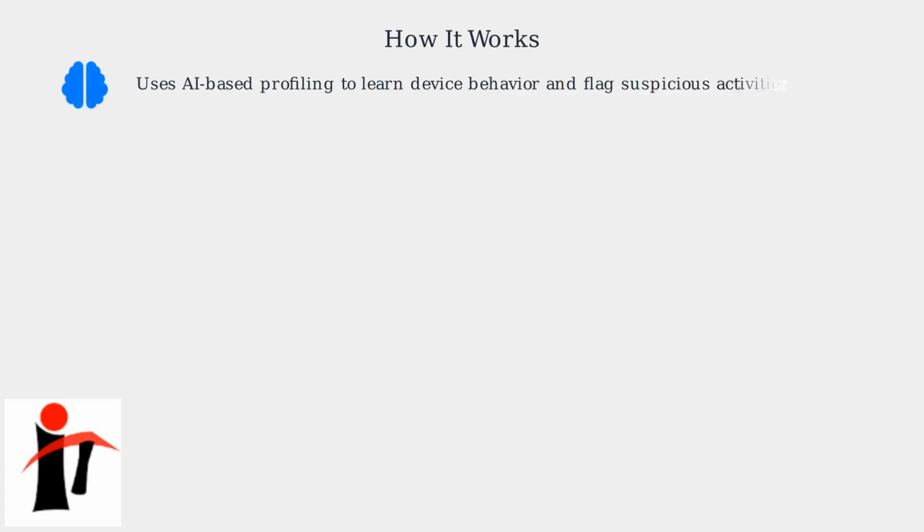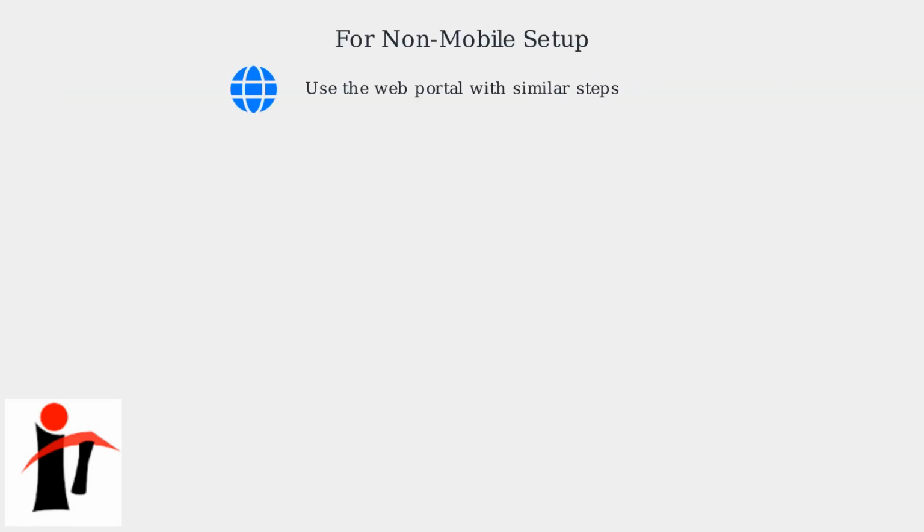Once enabled, the app uses AI-based profiling to learn your typical device behavior and flag any suspicious activities, like unauthorized logins. This proactive approach helps prevent cyber attacks. For non-mobile setup, use the web portal, but the steps are similar.